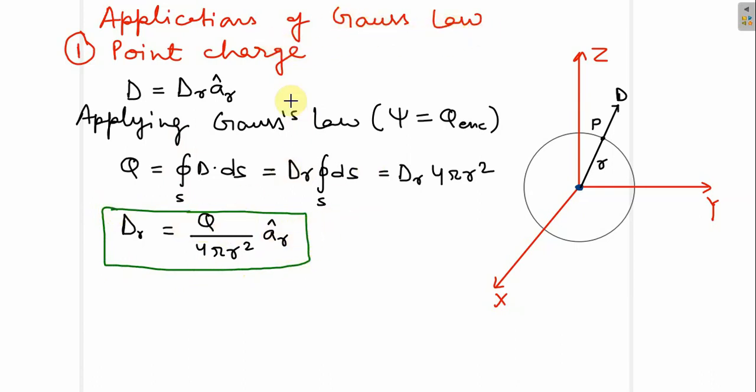In this way we can find it out for all other charge orientations. For the infinite line charge we have already seen in the last class, but through Gauss law it is very easy to determine D. And if we have to find the electric field, D equals epsilon naught E, and in that case epsilon naught will come in and you will get the value of E also. So what is infinite line charge?